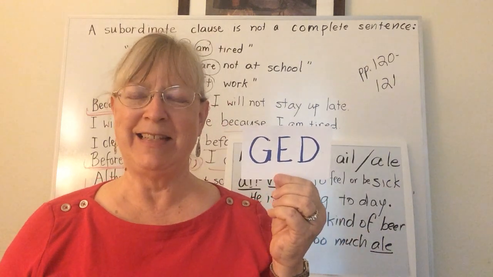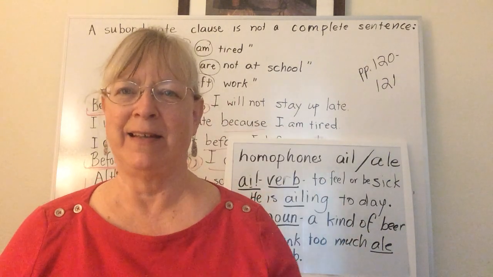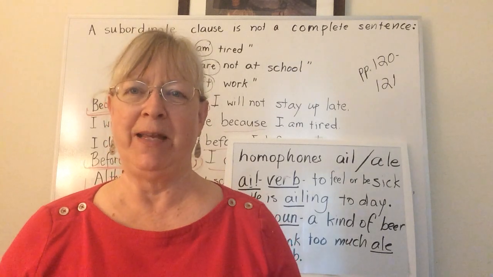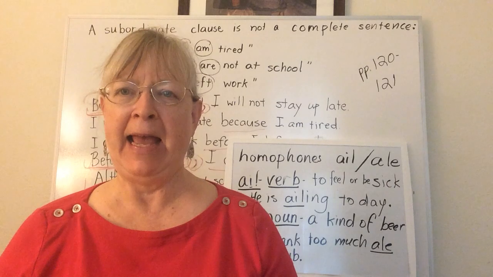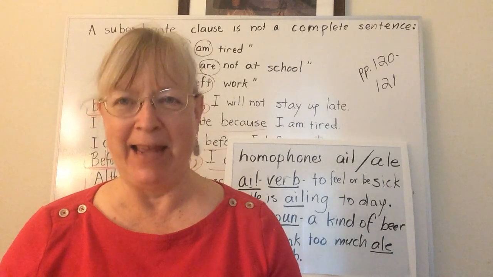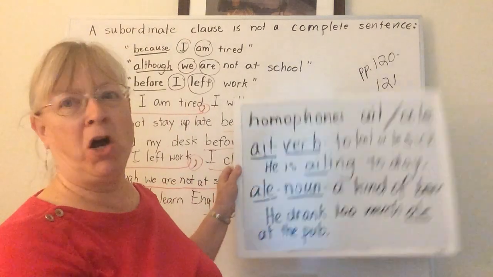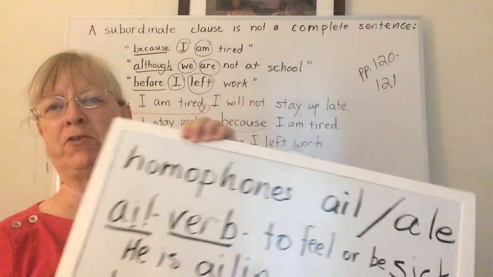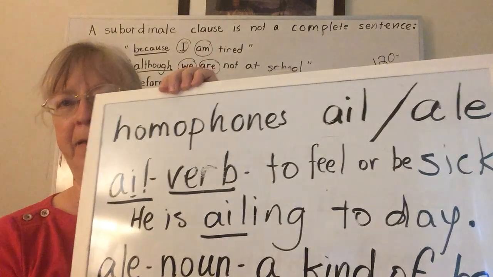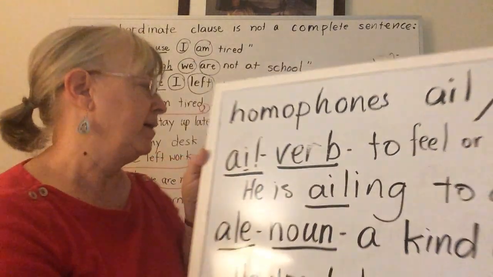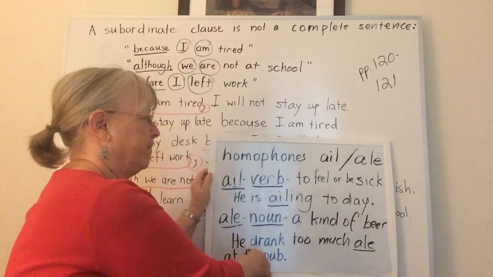Hello students, this is the GED class, and today we're going to be starting out with two homophones, ail and ale. A homophone is a pair. Homophones are words that are spelled differently but pronounced the same and mean something different.